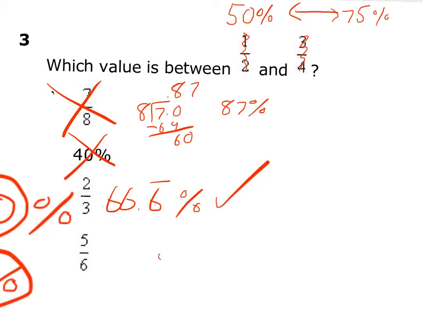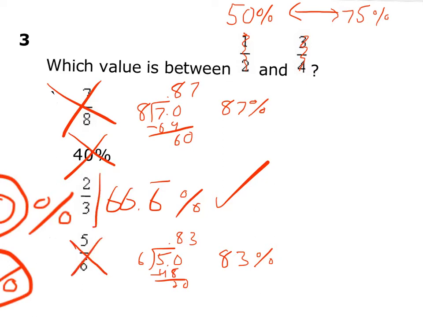Finally, 5 over 6. 5 on the inside, 6 on the outside. 6 goes into 50 8 times. And then into 23 times. We'll stop there. That's 83%, which is too large. So 2/3 is our answer.